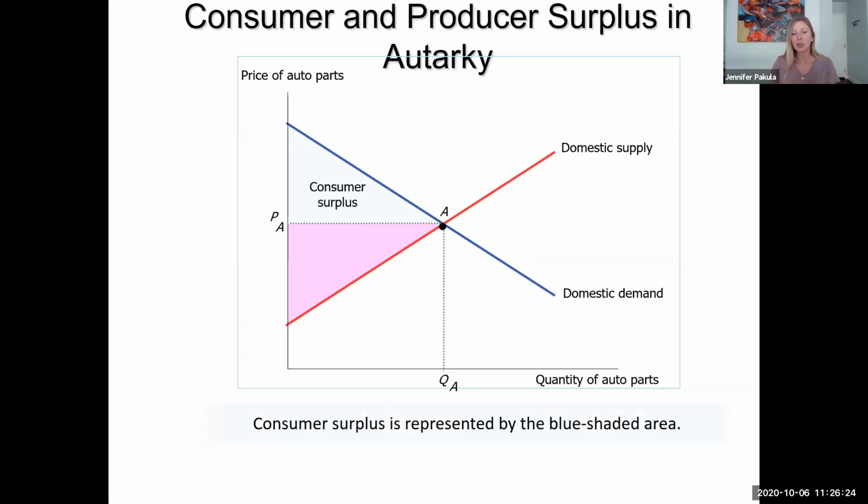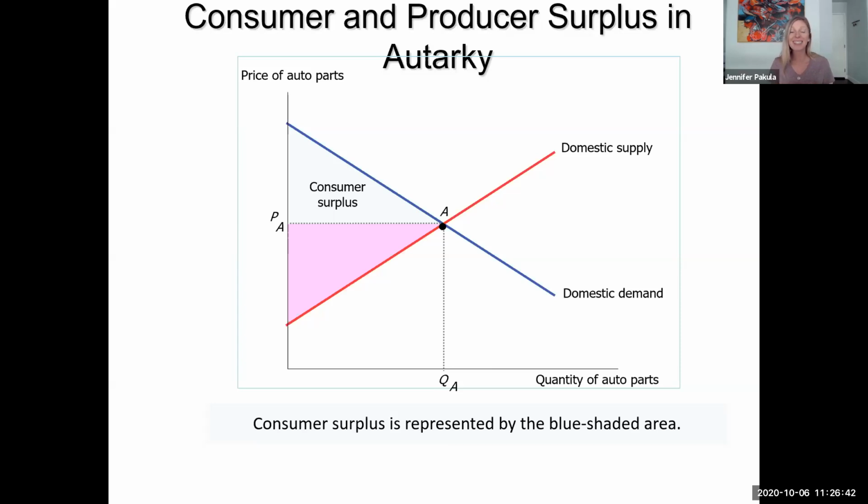Now, consumer surplus is an economic term that is covered in the microeconomics course, Econ 4. If you haven't taken micro yet, that's okay. If you have, you'll have a deeper understanding of what's happening here.